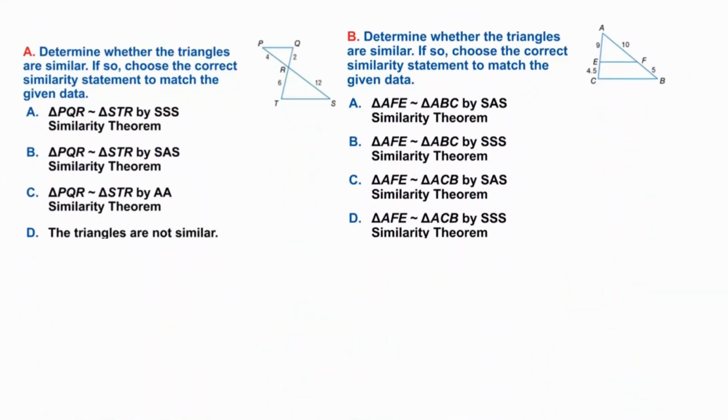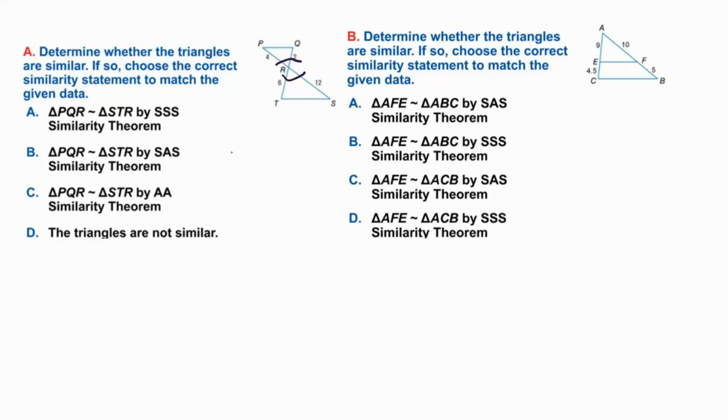Next problem asks us to determine whether triangles are similar. If so, choose the correct similarity statement and reason. So looking at this, we can show that the vertical angles here are congruent. And let's see if the corresponding sides are congruent.